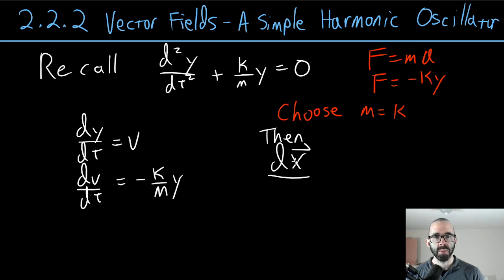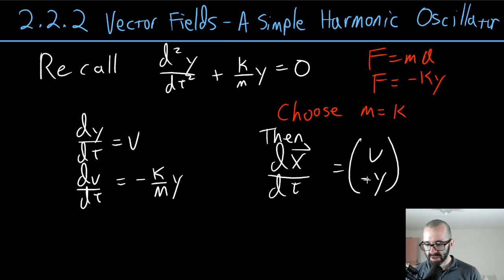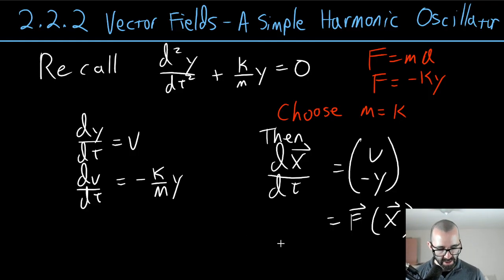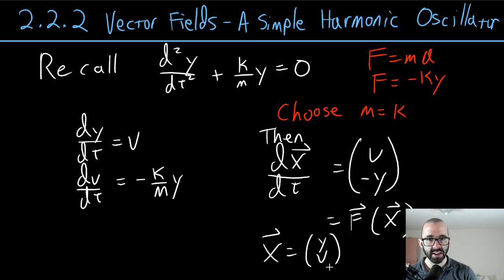Let's call our position and velocity vector together x, then dx dt is just the velocity, right? The position rate of change is velocity. The velocity rate of change is just negative position. And we can say that's our vector valued function f, applied to our position vector x. And again, as a reminder, x here is going to be the position and the velocity.